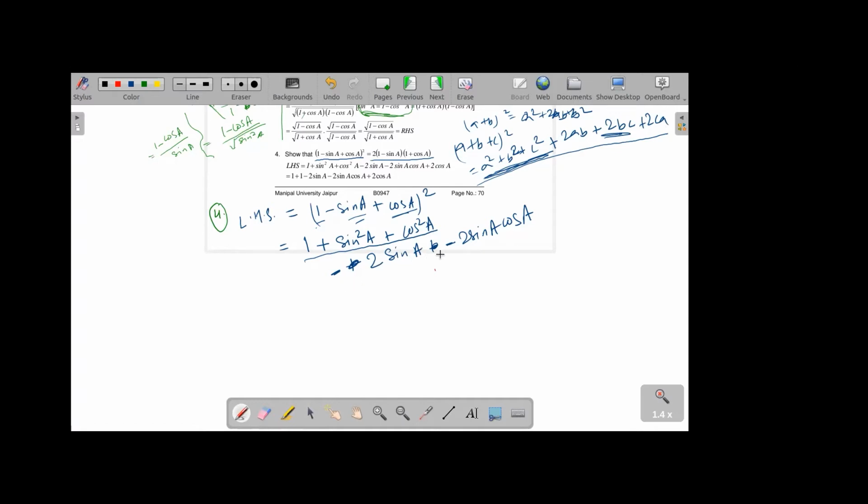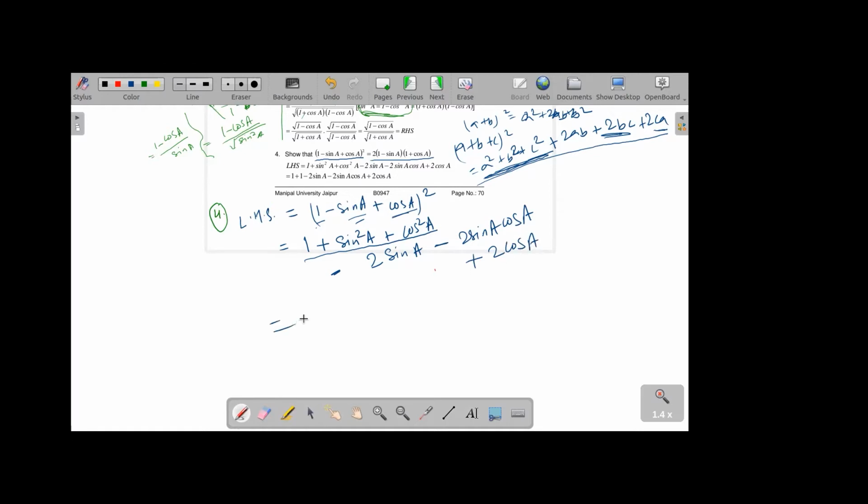Minus 2 sin a, minus 2 sin a cos a. And the third term is what? C into a. C is plus cos a and a is plus 1. So it will be plus 2 into 1 into cos a, that means 2 cos a. Now it's done.